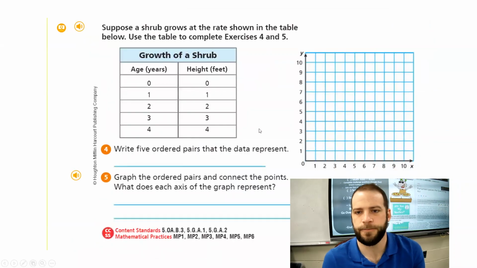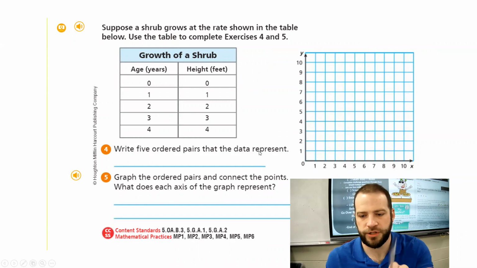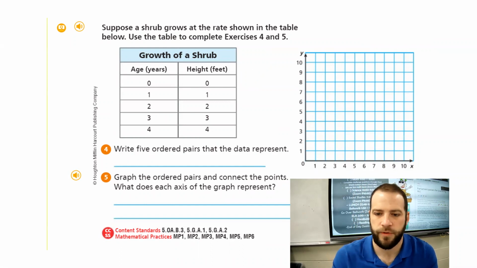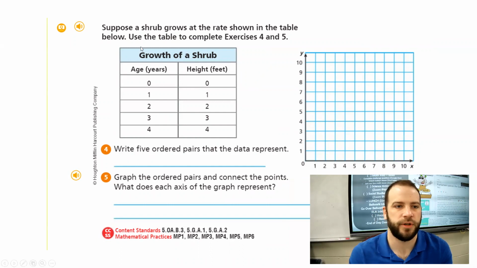Should we jump into this one or wait for the live session? You know what? Let's do it. Let's jump into one more, and then we'll finish the rest of these during the live session. Suppose a shrub grows at the rate shown in the table below. Use the table to complete 4 and 5.